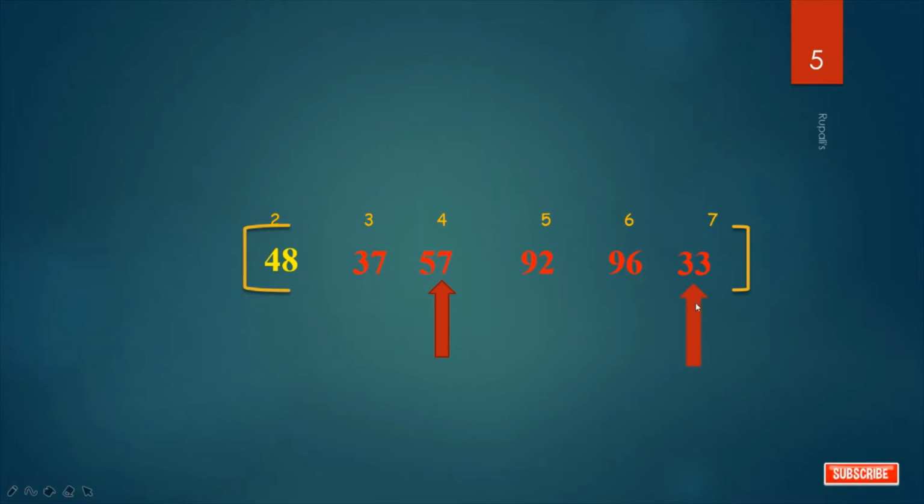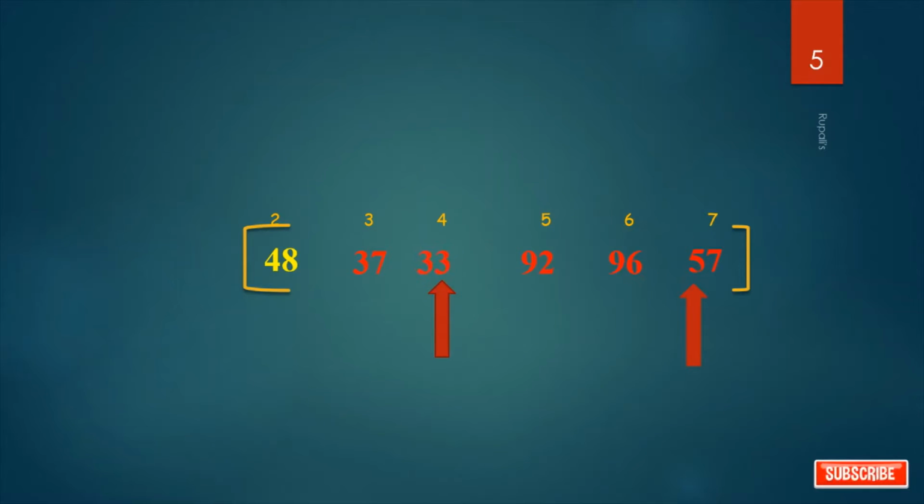And for the upper pointer, you have to move until we get an element that is less than the pivot element. Because 33 is already less than 48, so stop here. Now see the positions of the upper pointer and lower pointer. Upper pointer position is 7 and lower pointer position is 4. Because the upper pointer position is greater than the lower pointer position, you have to swap these two elements, 57 and 33. So swap these two elements.